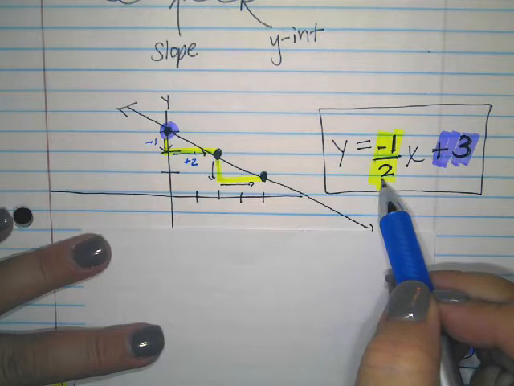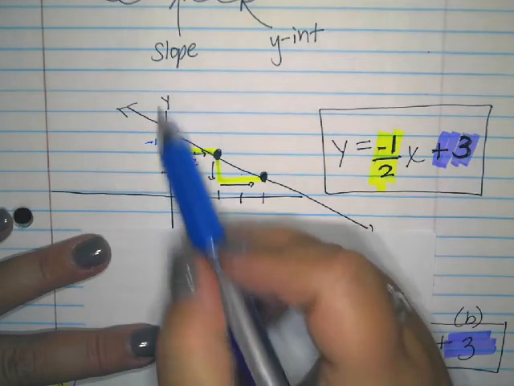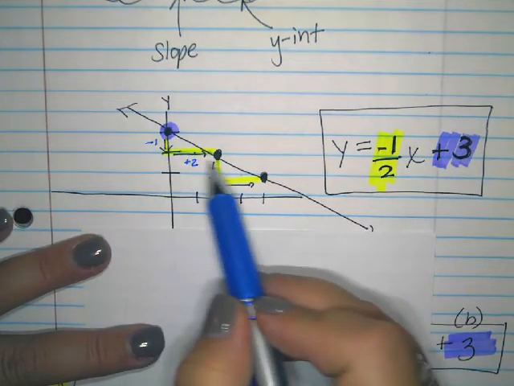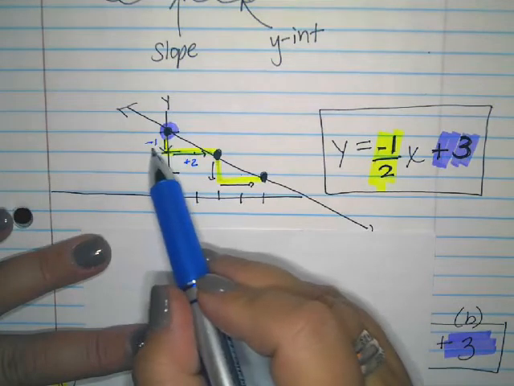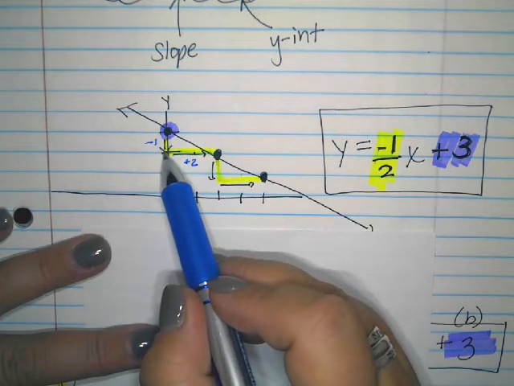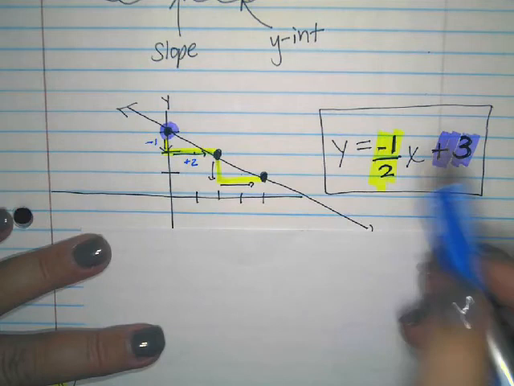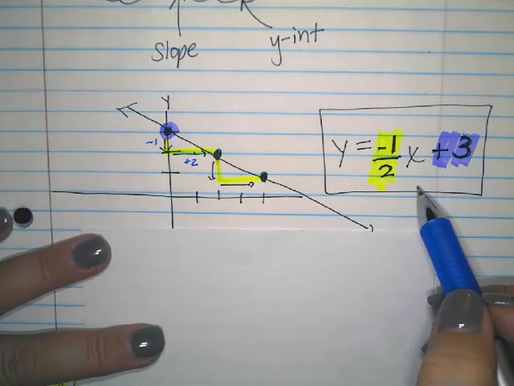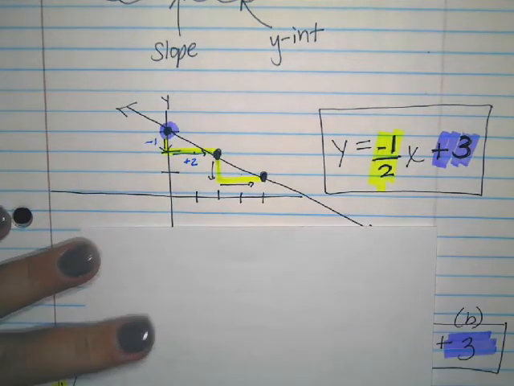Remember, it's the rise, so it's that up or down over the run. And my rise this time was -1 because we went down 1, and then we ran 2. So this is the equation of the line. This is what we're looking for. This is going to be our focus.